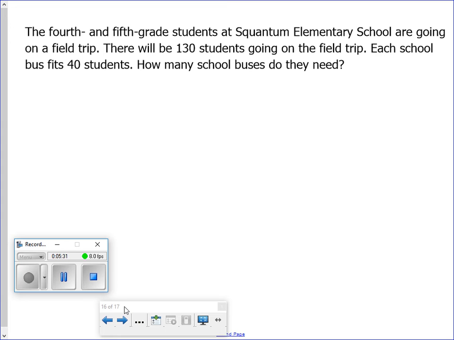Last story problem to try. The 4th and 5th grade students of Squantum Elementary School are going on a field trip. There will be 130 students going on the field trip. Each school bus fits 40 students. How many school buses do they need? Do the division for this problem and write your final answer.